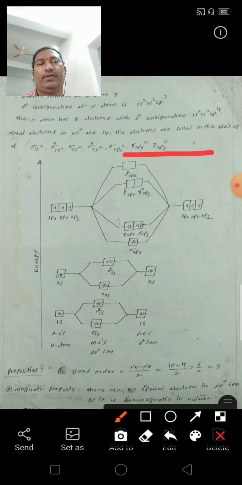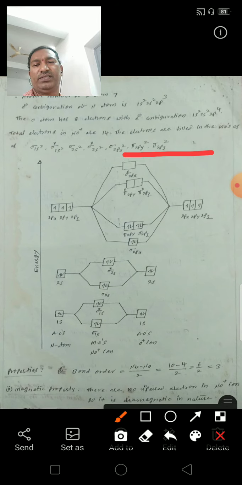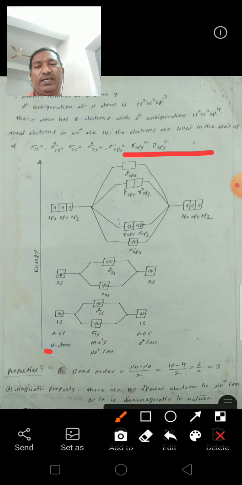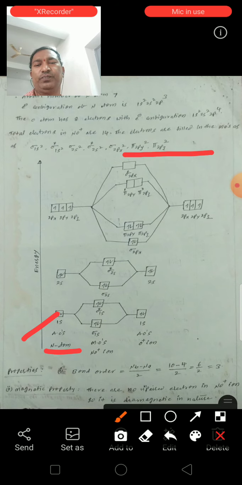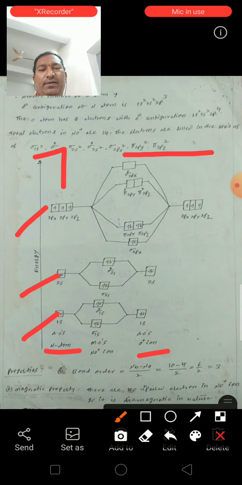Okay. So total 14 electrons are filled in the symmetrical molecular orbital diagram. This is the molecular orbital diagram, and this is the energy. First, take the nitrogen atom. The nitrogen atom electronic configuration is 1s2, 2s2, 2p3. Total 7 electrons. Next, the O plus ion.